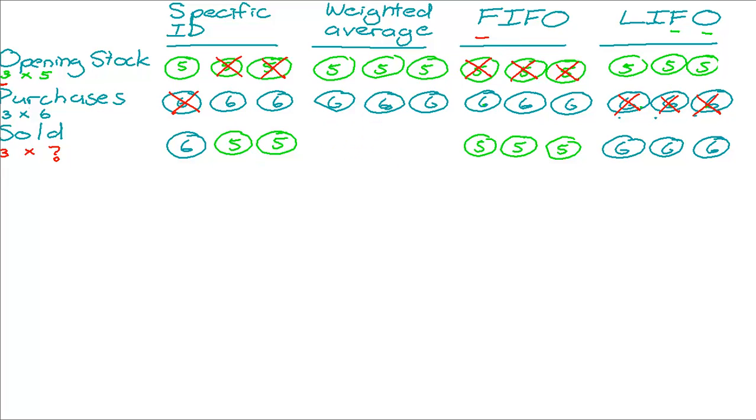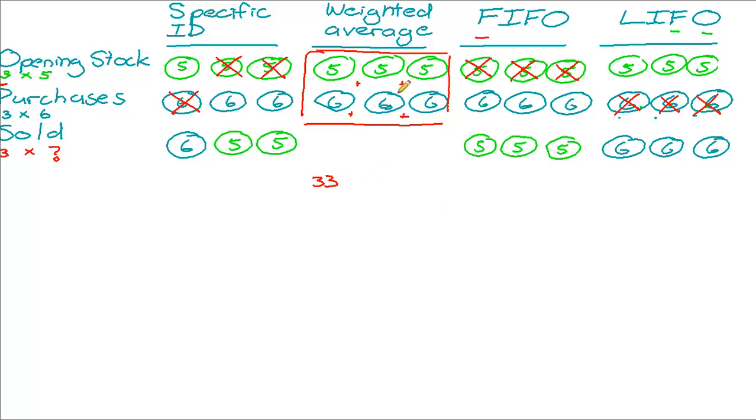Now what happens with our weighted average? Our weighted average is slightly different in that here we don't take the first batch of pies or the last batch of pies or the specific pies sold, but we throw all the pies into a single pool, and we divide it by the number of pies to come up with an average cost per pie. So our average cost per pie is going to be the 5 plus the 5 plus the 5 plus the 6 plus the 6, and if you add that all up together, you're going to get 33 Rand.